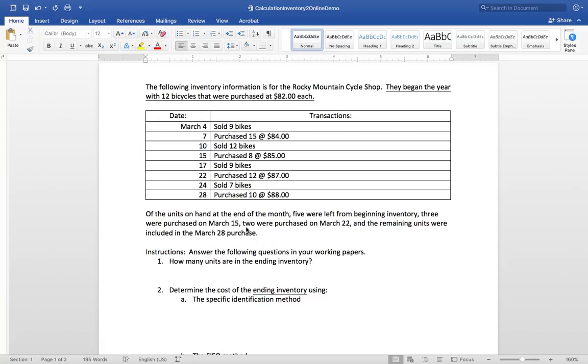Of the units on hand at the end of the month, 5 were left from beginning inventory, 3 were purchased on March 15th, and 2 were purchased on the 22nd. The remaining units were purchased on the 28th. Okay, what does this all mean? Well, first off, you have to think, why is the amount different every time we buy the bikes? It could be delivery charges, gas prices, supply and demand, different things like that. And so that's what we have to take into consideration.